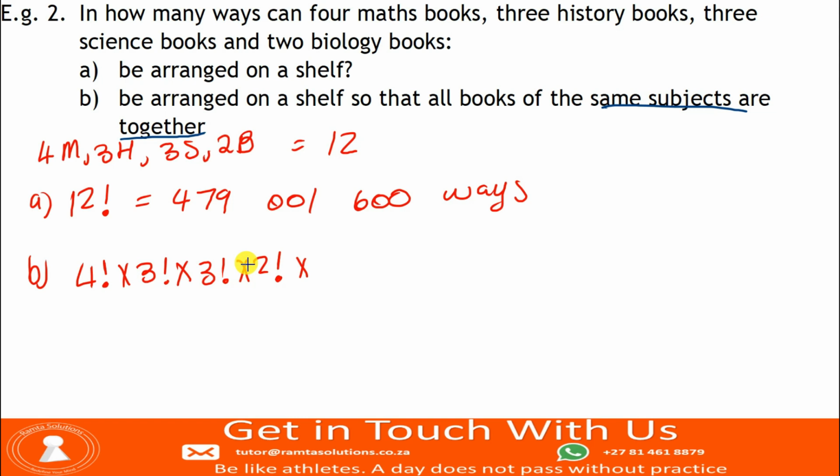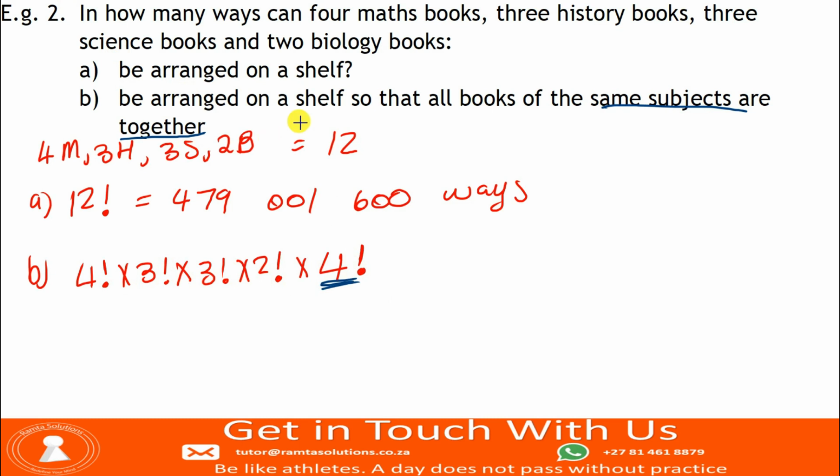This tells us that we have 4 groups. We now have how many groups? 4 groups. So it'll be maths together, history together, science together, and biology together, and then we have 4 factorial ways of arranging these groups. We don't know whether to start with history, maths, science, or biology, hence we have this extra term for the 4 groups.